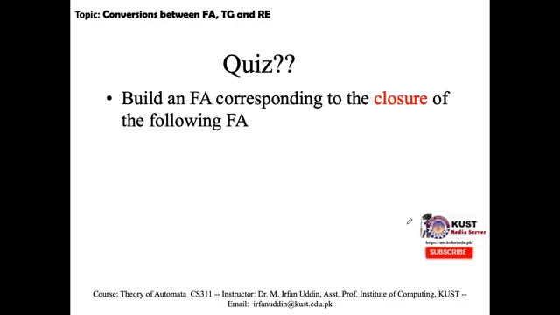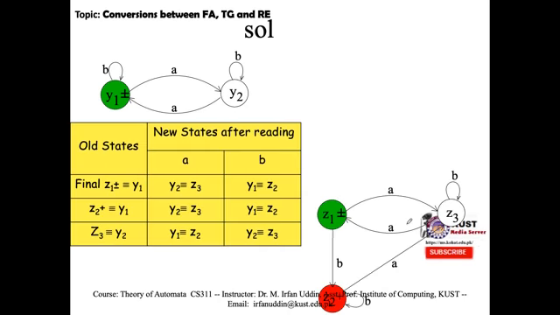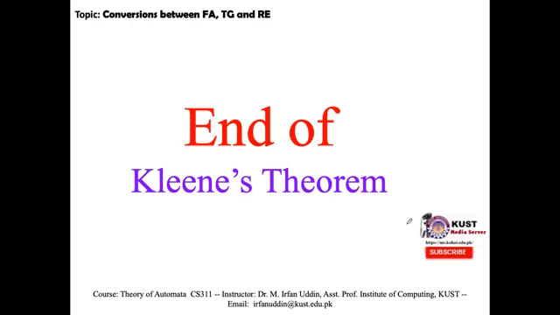Here is a quiz to practice on this closure property. Build an FA corresponding to the closure of the following FA. For this FA, its regular expression is not written. You think about what can be the regular expression for this language. And this is the solution, but I will discuss this solution in the next lecture. So this is basically the end of Kleene's theorem.